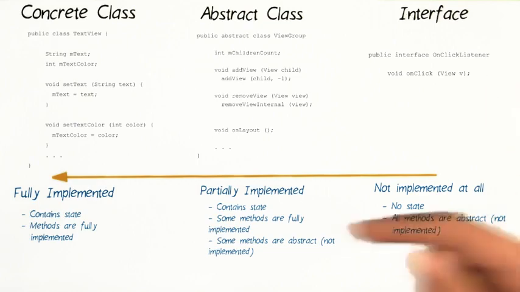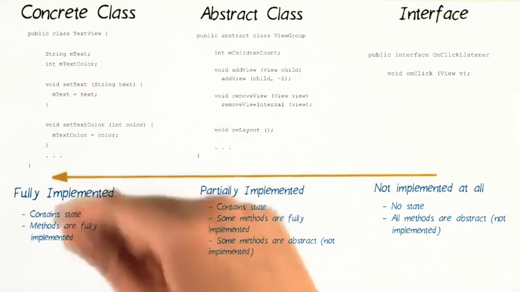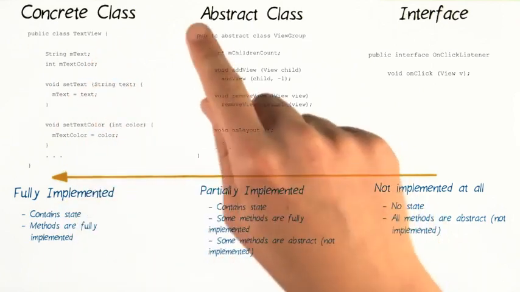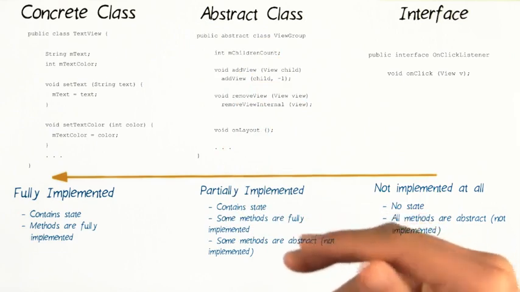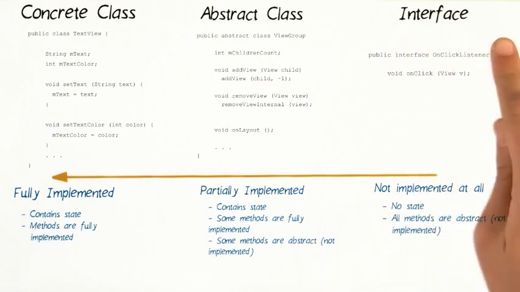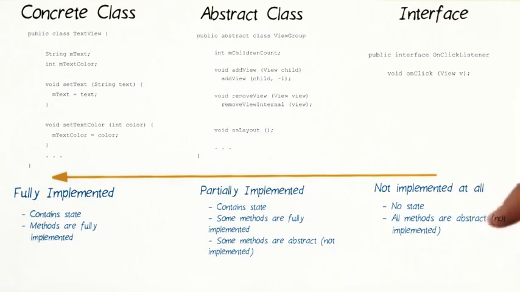So to summarize, if you come across a concrete class in Android, you can use it right away. If you come across an abstract class, you need to subclass this and then provide your own code for the abstract methods. If you come across an interface, you need to provide for all the abstract methods.